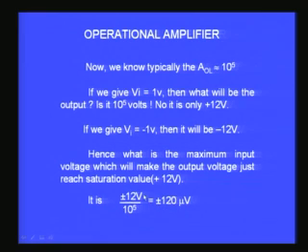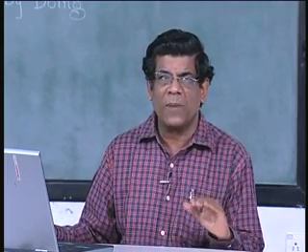So, plus or minus 12 volts by 10 power 5 gives me plus or minus 120 microvolt. I have multiplied numerator and denominator by 10. So, it is about 120 microvolt. That means an operational amplifier will obey the equation V output is equal to AOL into VI only when the voltages between the two input terminals are plus or minus 120 microvolt or less.